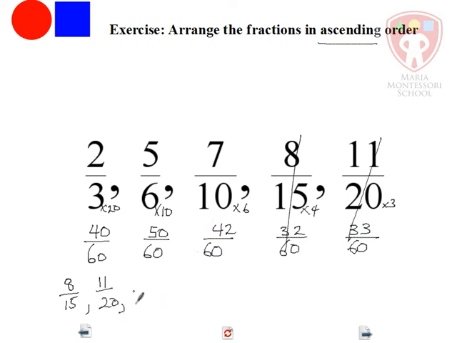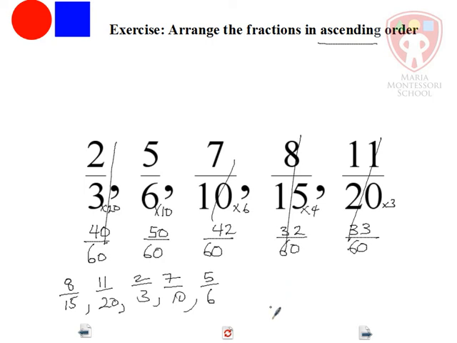And then where do we get to next? We have a quick look. 2/3, because we have 40 here. Cross that out. Then we look again. 7/10 comes next. Cross that out. And lastly, 5/6. So here we are. We've arranged them in ascending order.